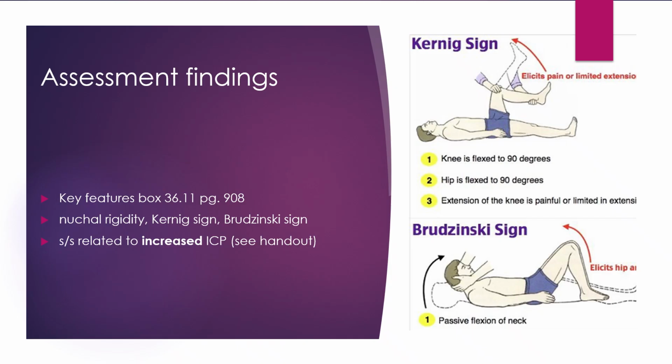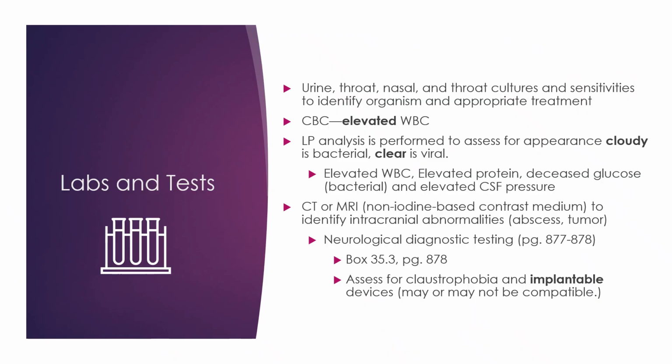Nuchal rigidity, Kernig sign, and Brudzinski sign are traditionally used to diagnose meningitis. However, these findings occur only in a small percentage of patients that have a definitive diagnosis. And then you'll want to refer to signs and symptoms related to increased intracranial pressure and refer to your handout for that. A urine, throat, and nasal culture and sensitivity will be done to identify the organism and to determine appropriate treatment. CBC will be collected and it will reveal an elevated white blood cell count.